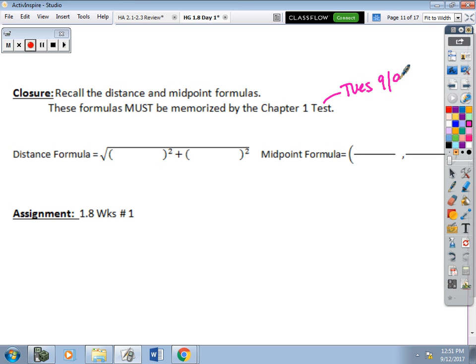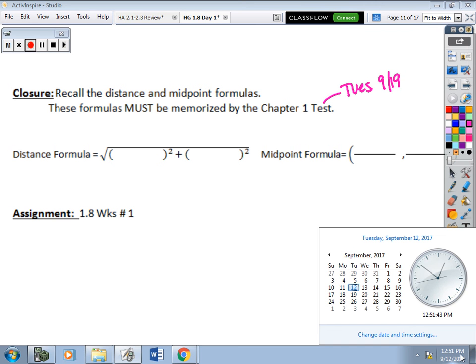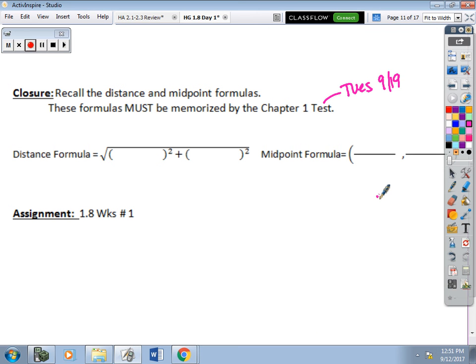Which I believe is the 19th. Let's see. Yes, it's the day before open house. So you don't want to do bad on it because then I'll see your parents at open house the next day. I'll have to break the news to them. My parents have never been to open house. So make sure that you're aware of that.